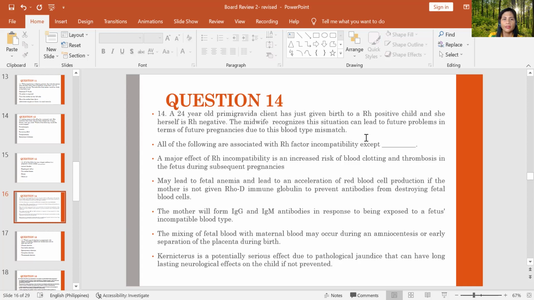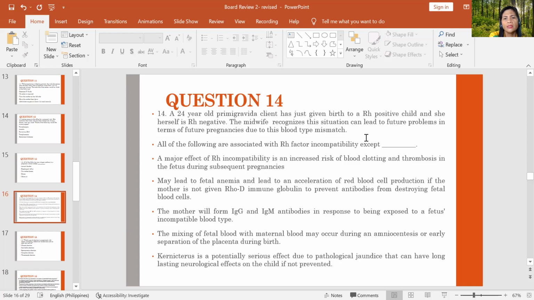The answer for this is a major effect of Rh incompatibility is increased risk of blood clotting and thrombosis in the fetus during subsequent pregnancies. Why? Bakit kaya ito yung sagot? Because blood clots are not a common effect in the fetus due to Rh incompatibility.